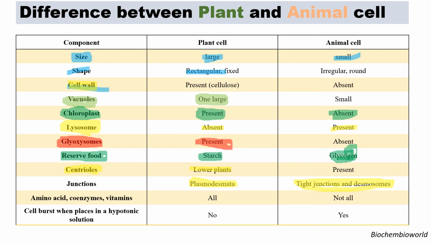If I talk about the synthesis of amino acids, coenzymes and vitamins, the plant cell is capable of producing them on its own. Whereas in case of the animal cell, I need to import them from outside. The animal cell is not able to synthesize all of the amino acids, coenzymes and vitamins. It is able to synthesize some of them. Okay, and next, if I take a hypertonic solution and place a plant cell in one container and an animal cell in the second container, the animal cell will burst. Whereas the plant cell will not burst.